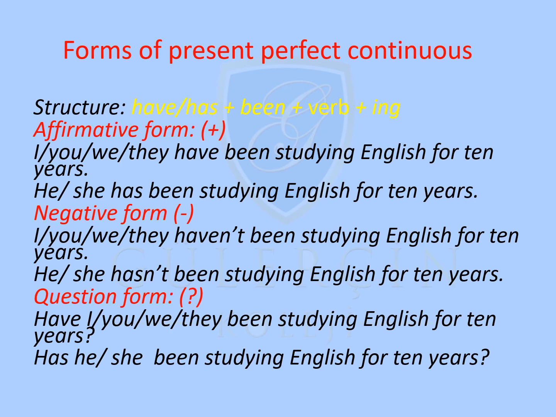Affirmative form, or positive form. I have been studying English for 10 years. The same for the other subjects. You, we, they have been studying English for 10 years. Whereas he or she, of course, takes has. He or she has been studying English for 10 years.